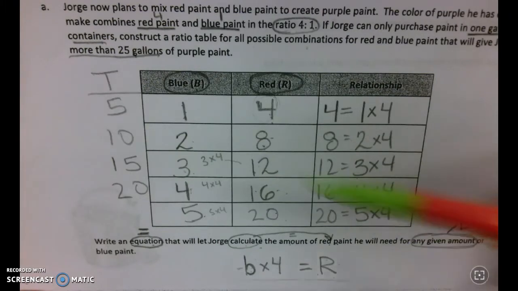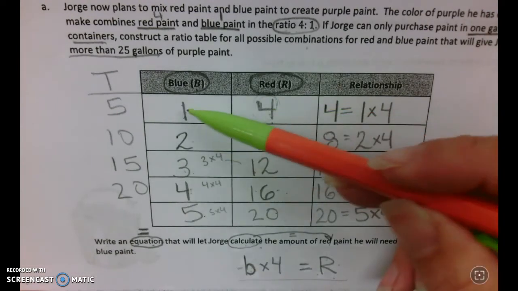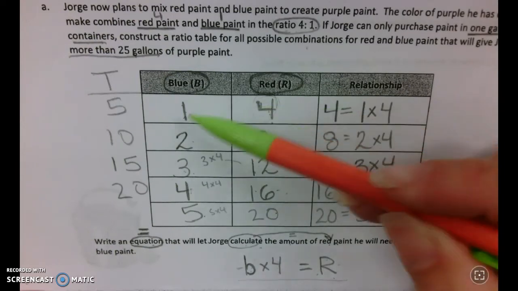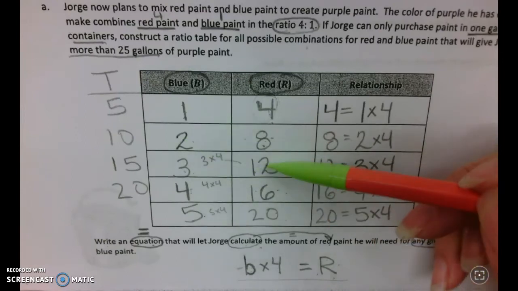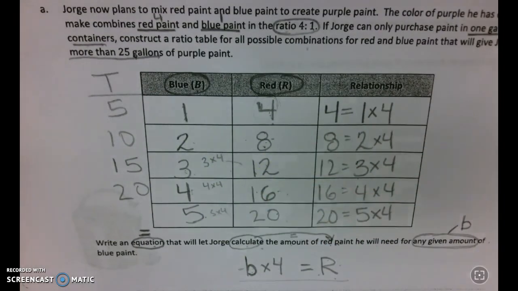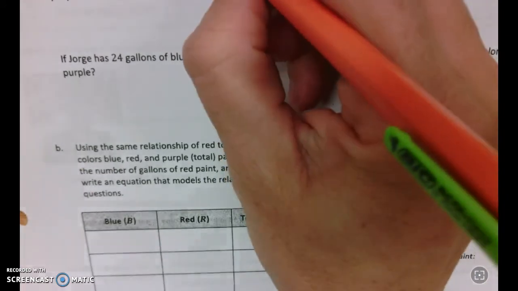So what I notice is that 4, if I put in 4 and want to get out 1, that would be taking 4 and dividing by 4. Or 8 divided by 4 is 2. 12 divided by 4 is 3. So I notice that I am taking my red paint and dividing it by 4 to equal my blue paint.